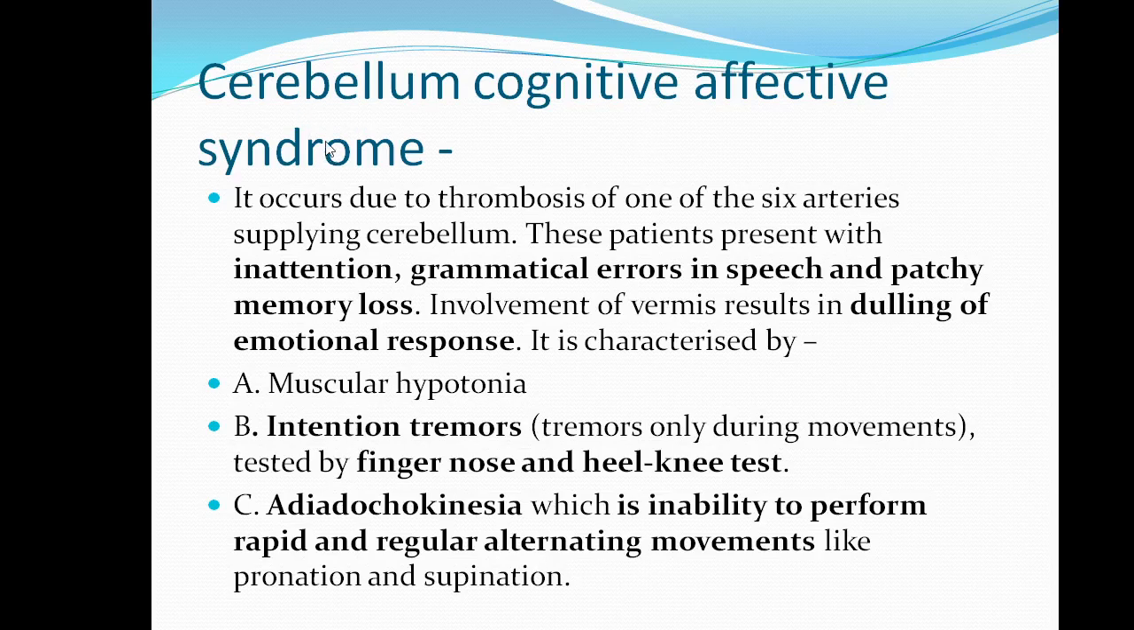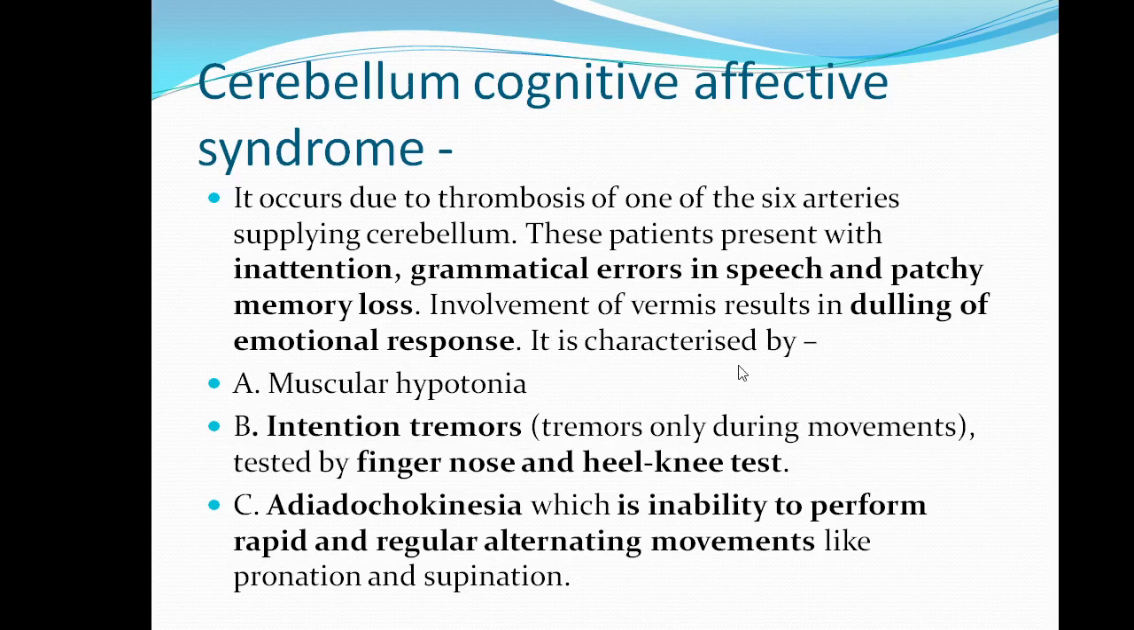Then the second important clinical condition is cerebellar cognitive affective syndrome. It occurs due to thrombosis of one of the six arteries supplying the cerebellum. These patients present with inattention, grammatical errors in speech, and patchy memory loss. Involvement of the vermis results in dulling of the emotional response.